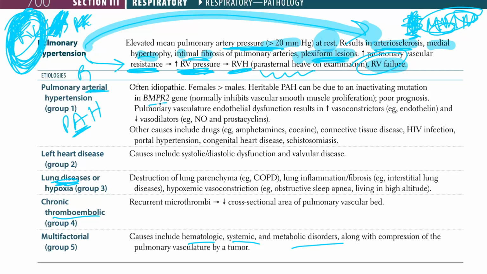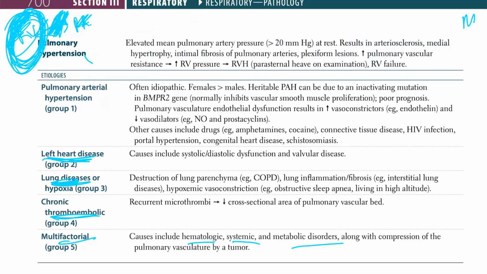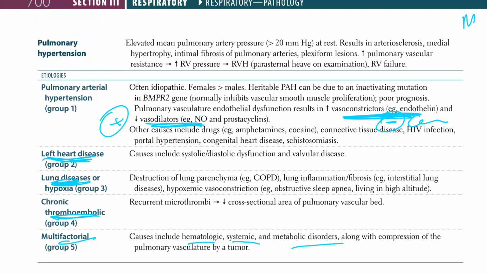Causes: idiopathic, BMPR2 gene mutation. Any other cause: left heart disease, lung disease, thromboembolic, multifactorial. What are the drugs? We will talk about the drugs later on, but because you have an increase in endothelin and a decrease in prostacyclins, guess what we're going to do? We're going to be looking at some things which will inhibit this endothelin release, and some things which will stimulate your vasodilators to fix the problem of pulmonary hypertension. Bosentan, you'll see that it's going to come up. Okay, moving on with the next one.